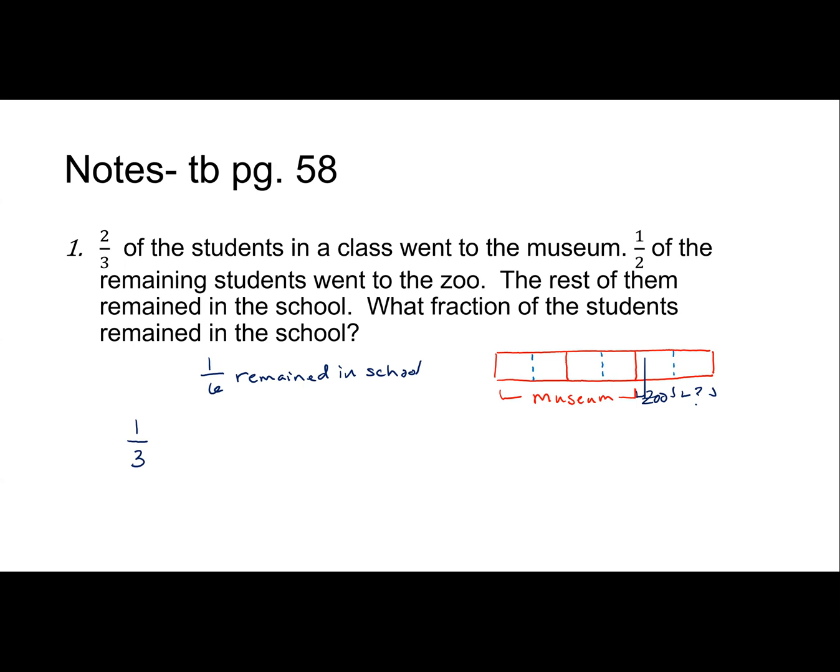Then it says that 1/2 of the remaining students, so there are my remaining students right here. Remember, of means multiply, right? So 1/2 of the remaining students went to the zoo. So all I'm doing is multiplying 1/2 times 1/3, and I get 1/6. That would have been a lot faster, right? We can do it that way. That's okay to do. But you should draw the bar models if you're not clear on exactly what the word problem is asking. Let's keep going.